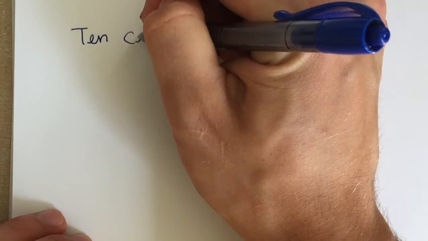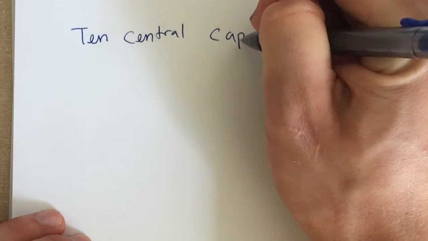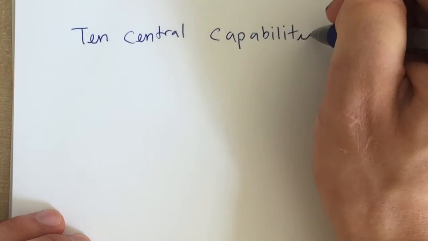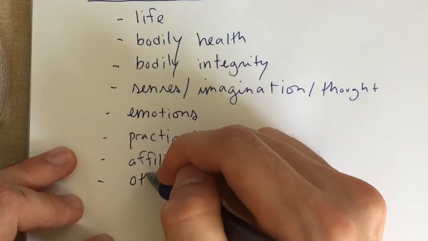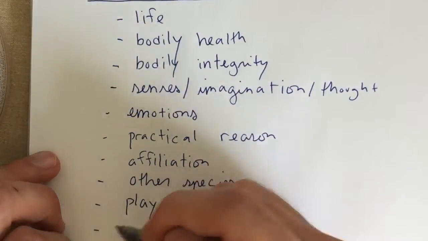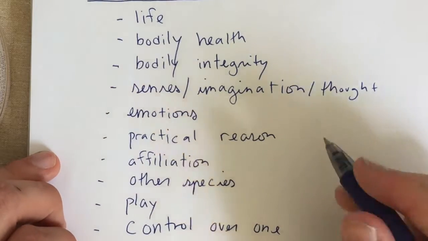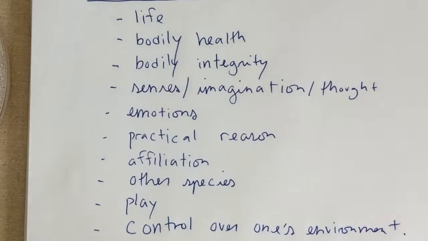So honoring a person's lifestyle is the main objective. She believes that political order must secure a threshold level of 10 central capabilities to all citizens. And these capabilities are life, bodily health, bodily integrity, senses, imagination and thought, emotions, practical reason, affiliation, other species, play, and control over one's environment.